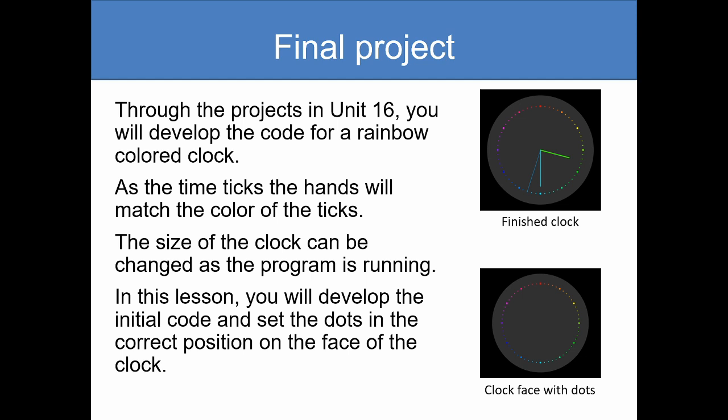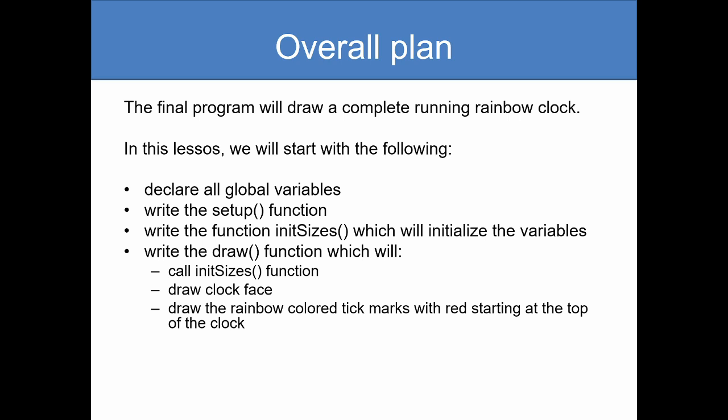So, a couple things just so that you know the overall plan. In our final program, we're going to be able to draw a running rainbow clock. In this lesson, we're going to declare all of the variables, all the global variables at least. Remember, global variables are used throughout the program, and local variables are used inside of a specific function, or even inside of a specific for statement. After that, we're going to write the setup function, because we need to set everything up before we can start making stuff work.